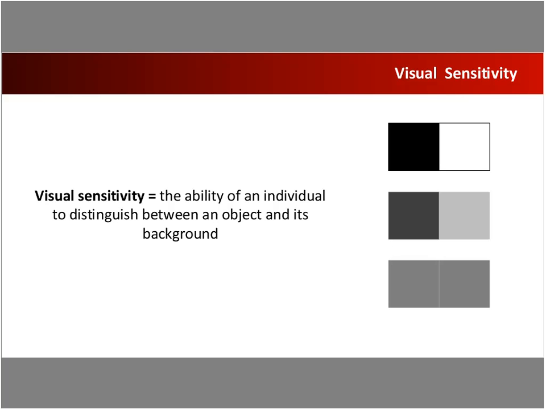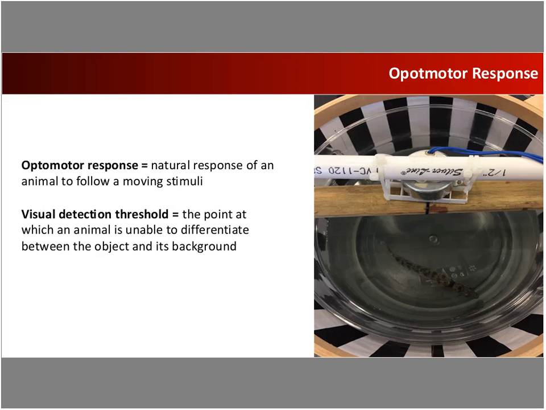What we see in water is that increased turbidity is going to have a similar effect on Lake Erie fish, specifically the walleye. In order to test this visual sensitivity, we use an optomotor response test. The optomotor response is a natural response of an animal to follow a moving stimulus. So in our experiment, our moving stimulus was a striped screen that sits around a cylindrical tank. When turned on, the screen moves at approximately 12 rotations per minute. And the walleye have an innate response to follow the striped lines.